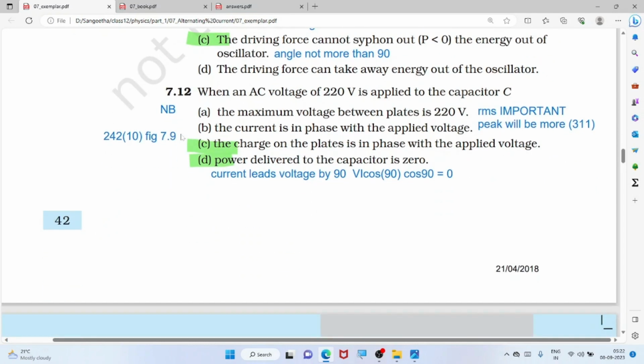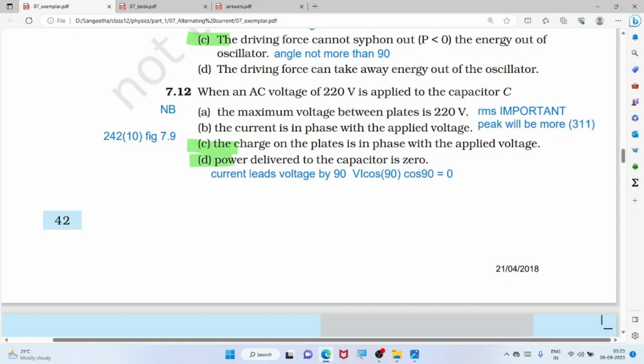When an AC voltage of 220 is applied to a capacitive circuit, the maximum voltage across the plates is 220 volts? No, this is wrong. This is the RMS value. 220 volt is actually the RMS, that is not the maximum value. So the peak will be square root of 2 times RMS, that will be 311.